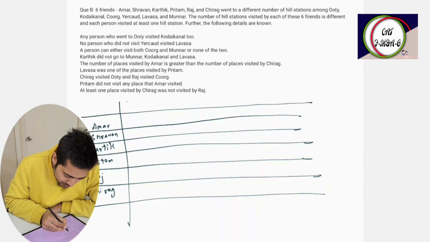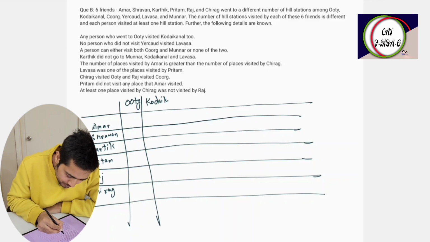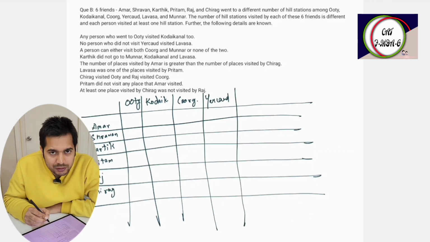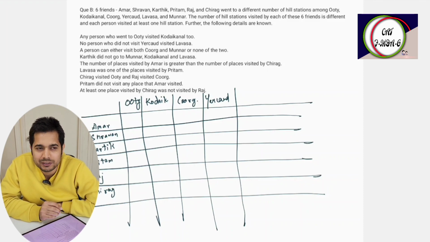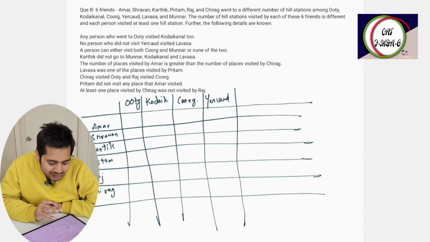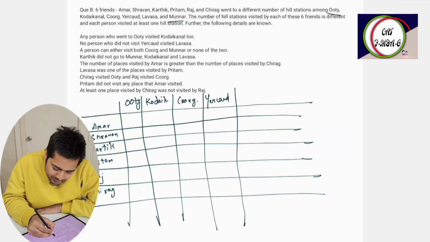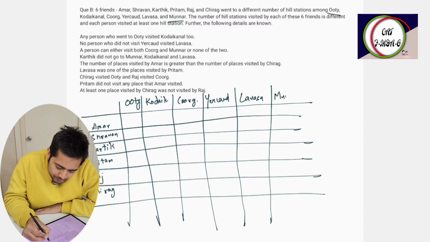And the hill stations are Ooty, Kodaikanal, Coorg, Yercaud. All these hill stations really exist in India. I have visited every one of them till now. I travel a lot, and these are very beautiful stations. Out of these, I loved Ooty and Munnar the most. These are very good hill stations. Lavasa and Munnar. Okay.